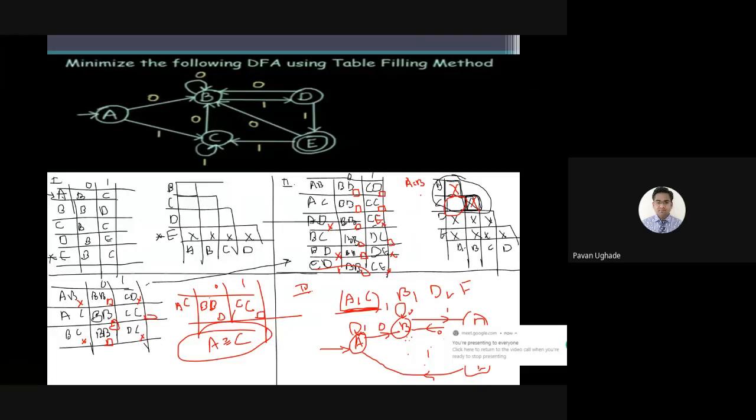After this, most of the people are not writing 2 points. Two important points are you have to first find out which are the distinguishable states. Out of these, which are the distinguishable states? Distinguishable states are here B, D, and E. What are the indistinguishable states? Indistinguishable states are A, comma C. Okay, these are the indistinguishable.